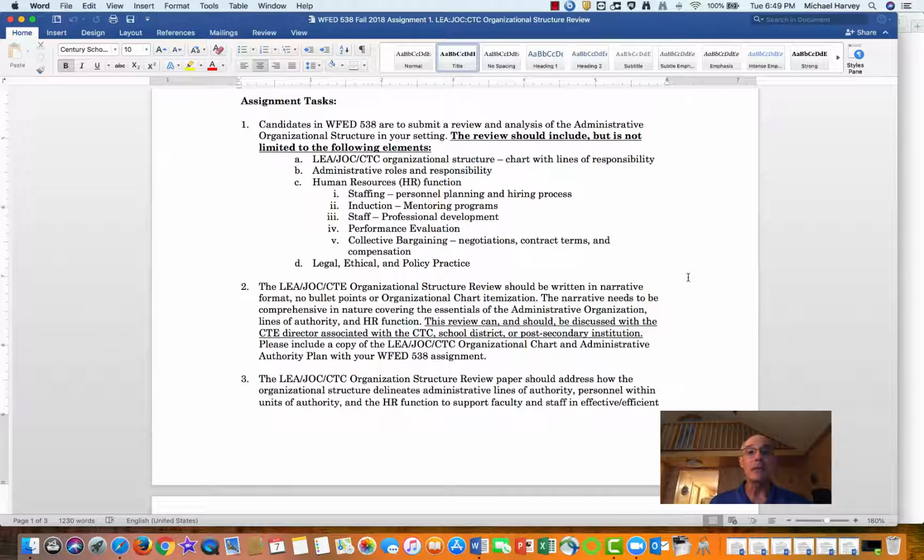Beyond that, I'm interested in having you take a look at the human resources function. The HR function should include issues of staffing related to school planning for personnel hire and personnel replacement, personnel growth in relationship to new programs and design. It should include new teacher induction programs. It should also include mentoring programs, and this can be mentoring programs that are an extension beyond the Act 48 requirements for professional development here in Pennsylvania.